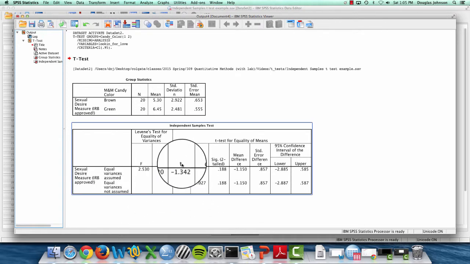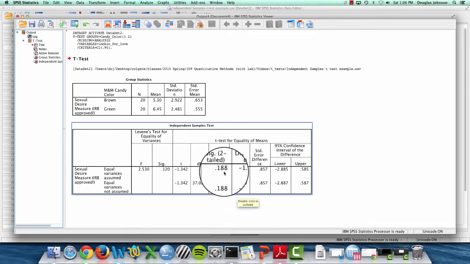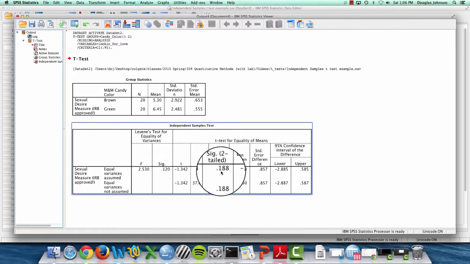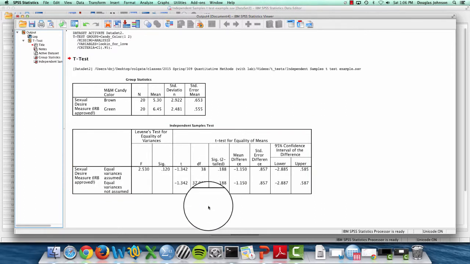We have an observed t-value with 38 degrees of freedom that's equal to negative 1.34, comma, p equals 0.188. So in this case, we're going to fail to reject the null hypothesis because our obtained p is greater than our alpha of 0.05. These data at least do not support the argument that green M&Ms change anything about your sexual desire, at least in relation to brown M&Ms.